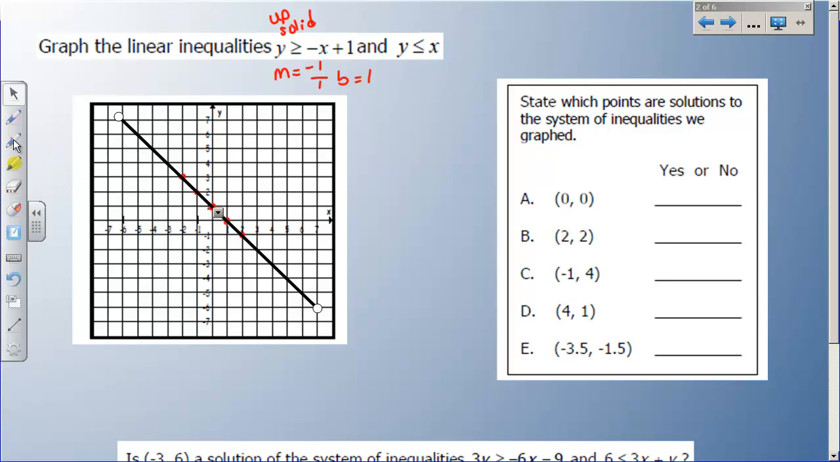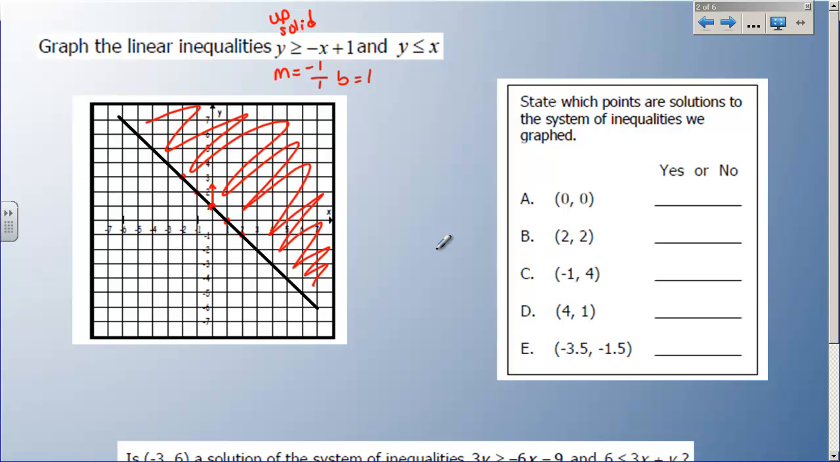So there is my line, and now I have to shade. Since it is greater than, I'm going to shade above the line. And if you can't remember how to do this, start at your y-intercept, and I want to go greater, so I want to shade everything in this direction. So I'm going to shade up here for that line. So I have now shaded.